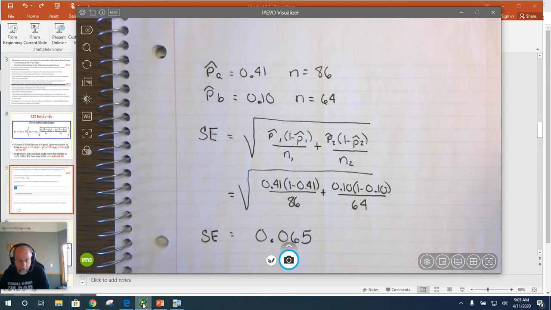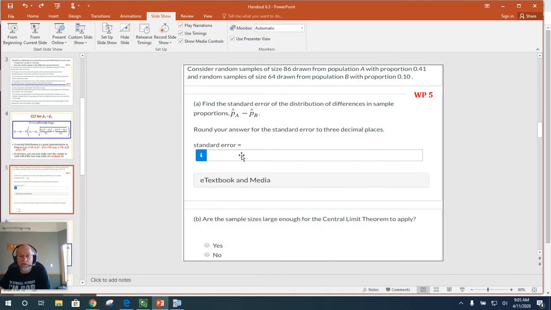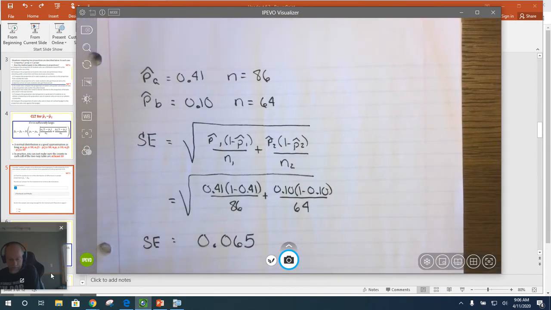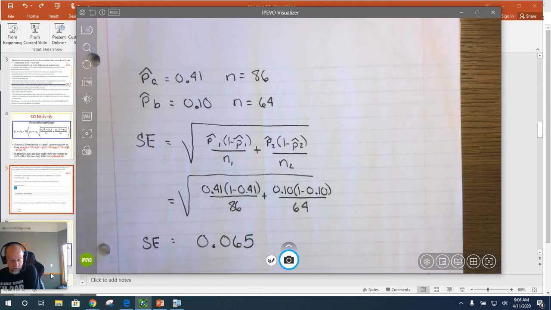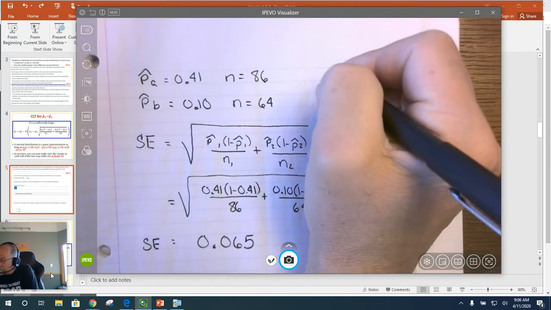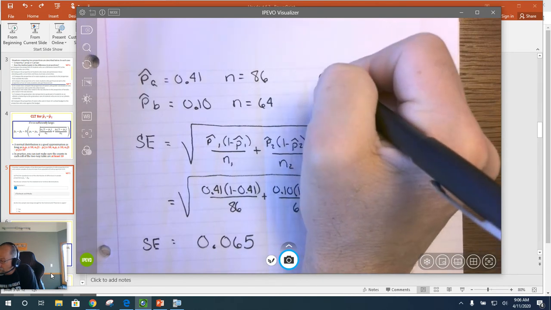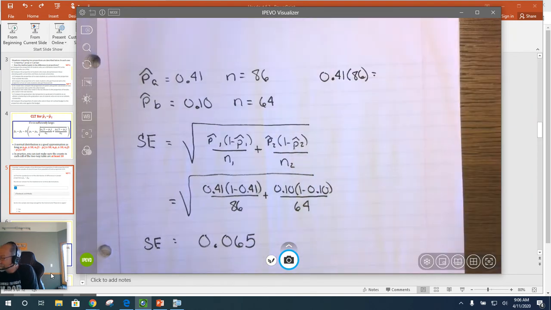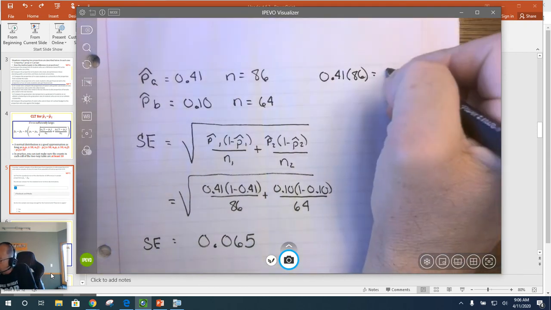So the second question in the book, or in the slide, so 0.065 right here. And the second says, are the sample sizes large enough for the central limit theorem? Okay, well, we're going to have to calculate those. So let's go do those off to the side. So in our first one, we have to take a calculation. Remember, it's this value multiplied by this value here. So in my first calculation, it's 0.41 multiplied against 86. Which is 35.26. That one's good.